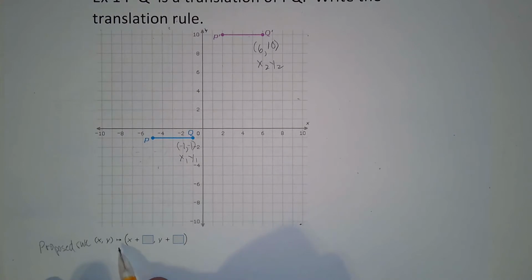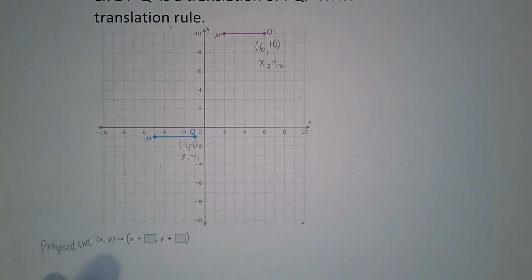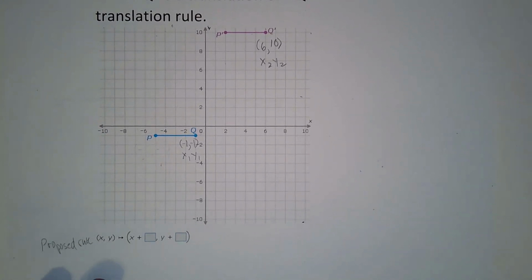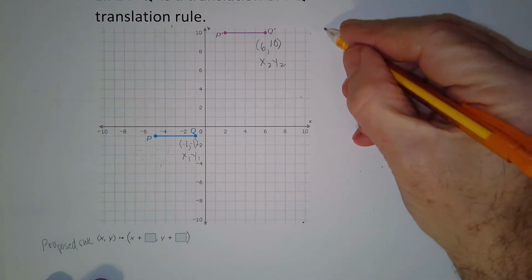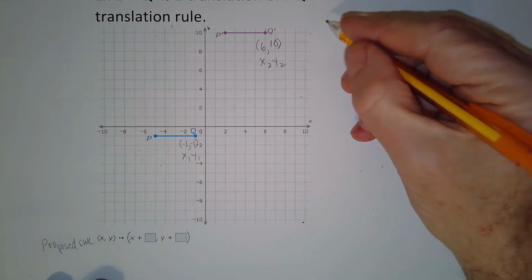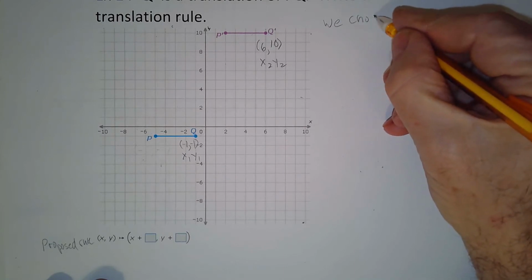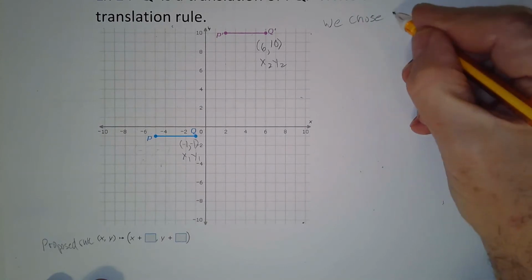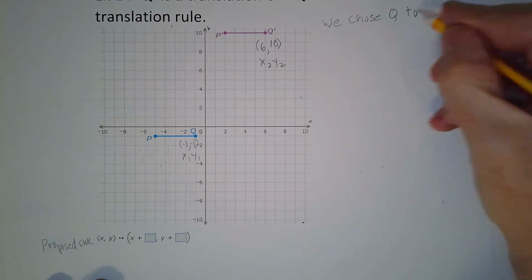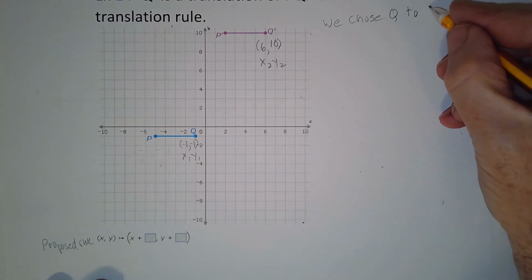X, y such that x is x plus a certain distance change and y is y plus a certain distance change. That's basically what it is. So we chose Q, and so we chose Q to translate.